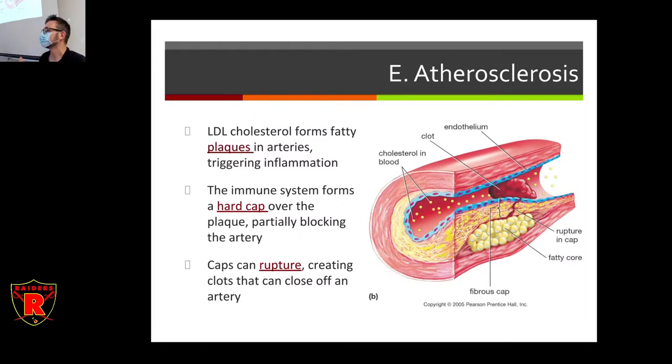But LDL is just a protein that transports fat in your blood. It's a fat transport protein. So the more fat you have in your blood, the more LDL you have to have in there in order to transport it. That's the bottom line, really.